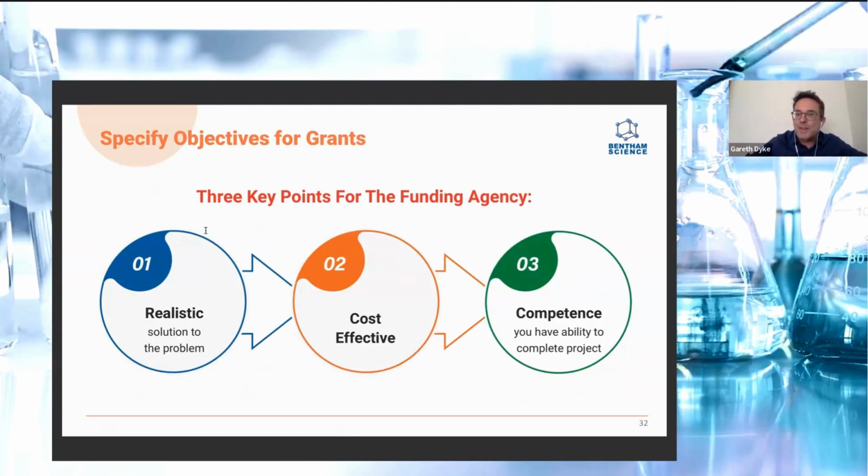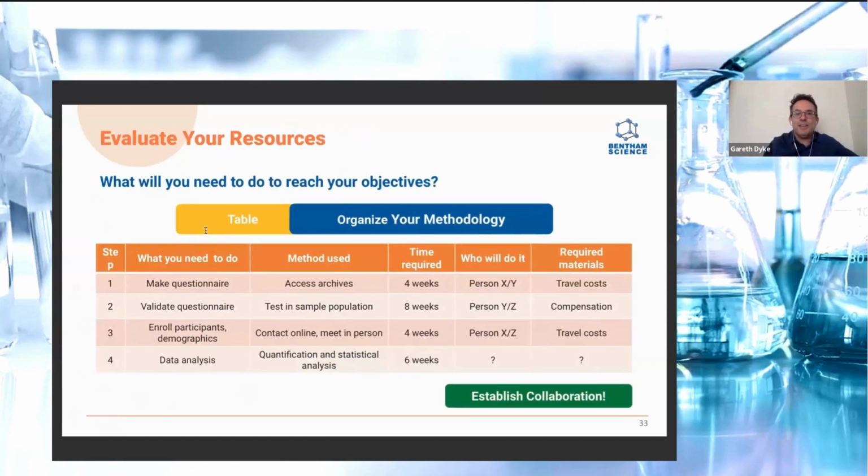Is it realistic? Does the proposal provide a realistic solution to a problem? Is it going to be cost effective? Very important. You show that with your budget justification. Is the person or persons, the research group, the collaboration, the network applying for this proposal competent? So 3 key areas that will be evaluated when you make a grant application. Is it realistic? Is it cost effective? And do the people making the proposal have the level of competence required to actually carry this out?